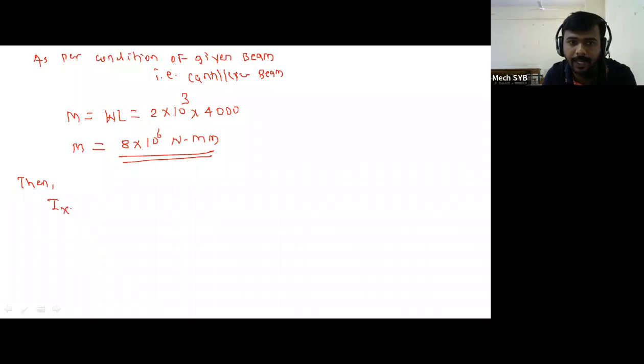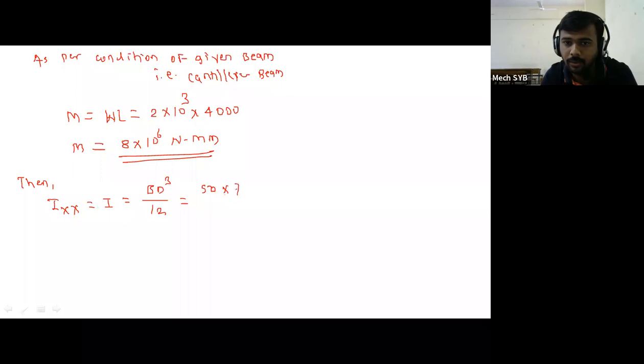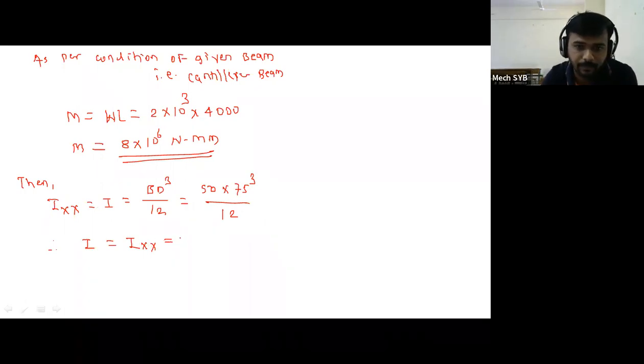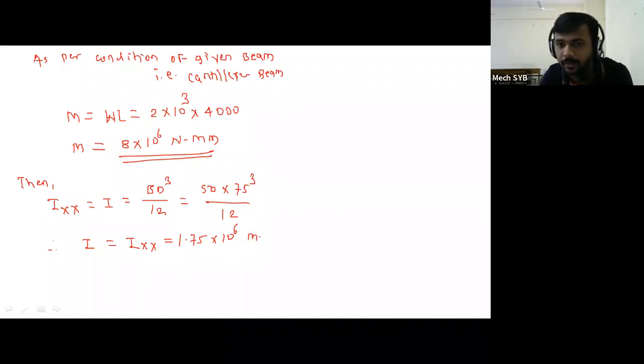Then Ixx is equal to capital I. What is the formula for the rectangular section? BD cube divided by 12. So put the value of B, 50 into 75 cube divided by 12. Therefore, I is equal to Ixx is equal to, what will be the answer? 1.75 into 10 raised to 6. What is the unit? I have told, mm raised to 4.